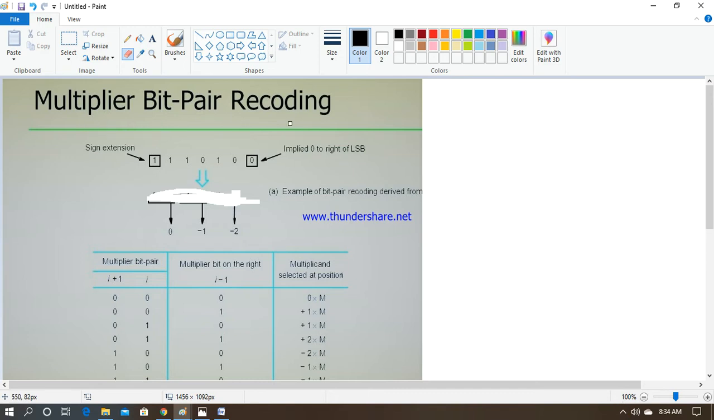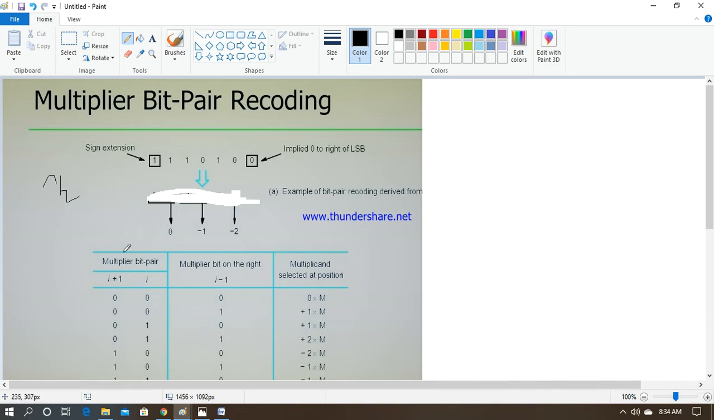We are going for the bit pair recoding method because it is a method that reduces the number of bits and makes the multiplication process very fast in computers. It also follows the concept of n by 2, which means the number of steps will be reduced. For example, if you solve a problem in 6 steps, with bit pair recoding you consider 3 bits and get the solution within 3 steps.